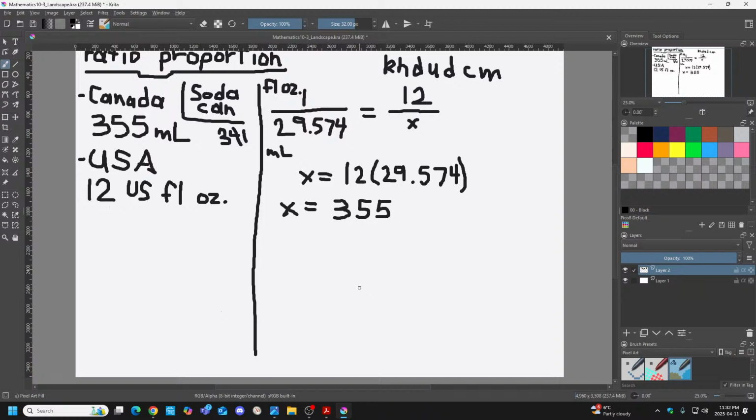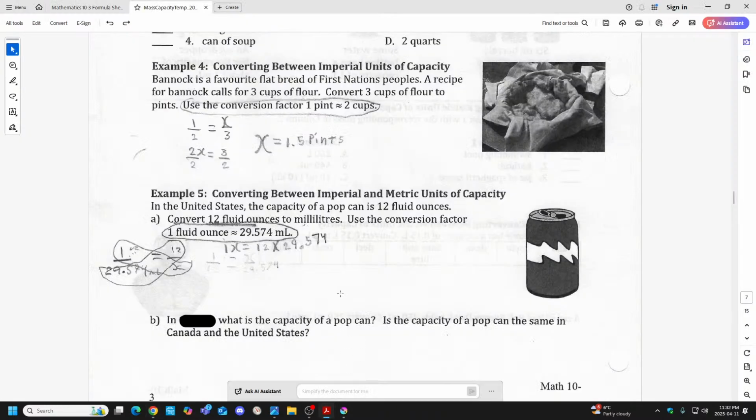354.888 is the answer. I had to round up. And our final answer, X, is 355 milliliters, which is correct. Right on, guys. That's awesome. Okay, what is next?